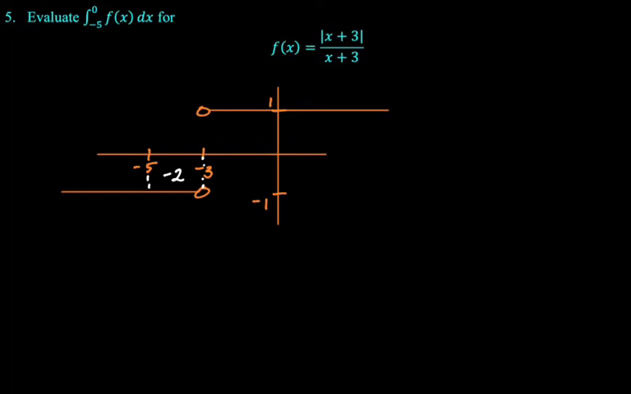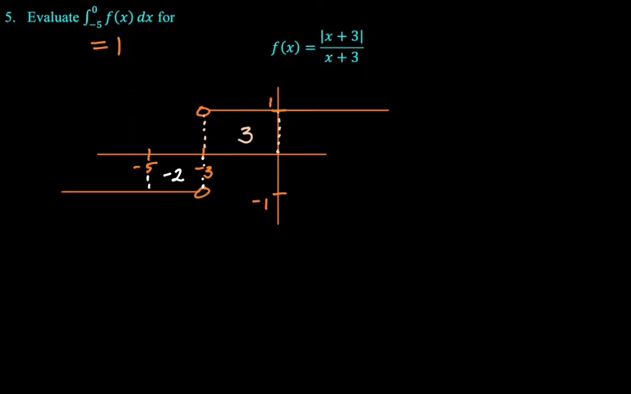And then we're going from negative 3 to 0, which has a base of 3 and a height of 1, so we get this. The overall answer is negative 2 plus 3, so the answer is 1. I put the answer in the wrong place. I just said that the function was equal to 1. That's wrong. The integral is equal to 1. That should have been our answer.